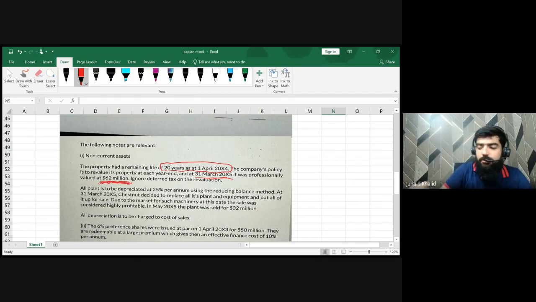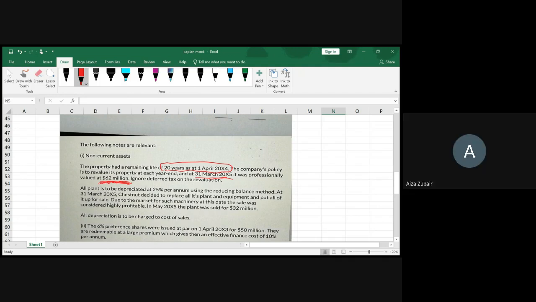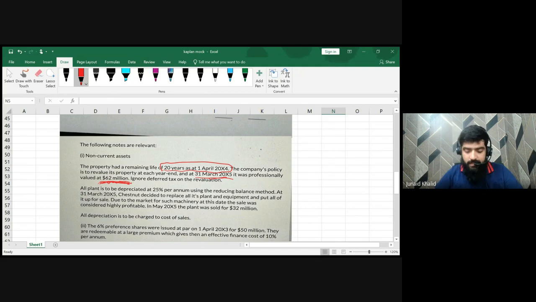So what is that $62 million? The revaluation amount? Yes, this is the revalued amount. It's a market value. And is it a market value at the start of the year or at the end of the year? At the end of the year. It means the asset was revalued at the end of the year.